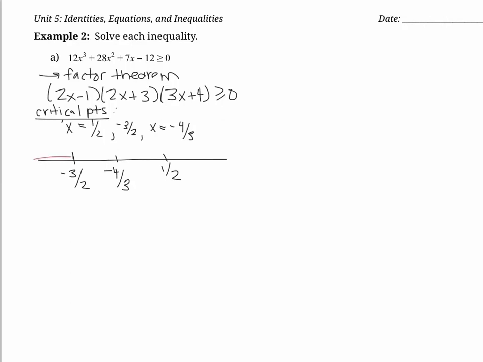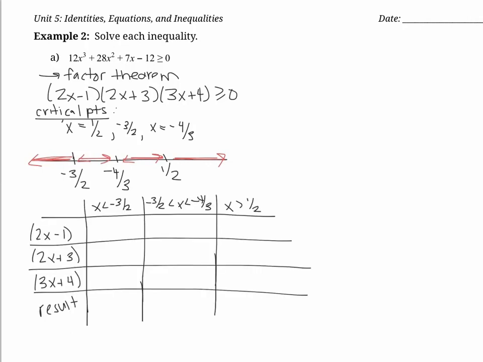So we're going to take a look at this interval here, between these two values, and anything that's greater than 1/2. So let's set up our chart. Now that we've got our intervals at the top and our factors here, we can quickly tell whether our result is going to be positive or negative. Let's pick a number that's less than -3/2. Why don't we pick -2, for example. If I were to plug in a -2 here, our result would be negative.